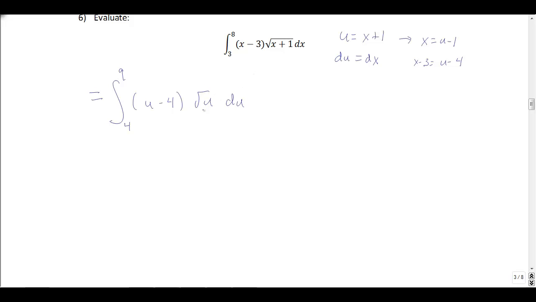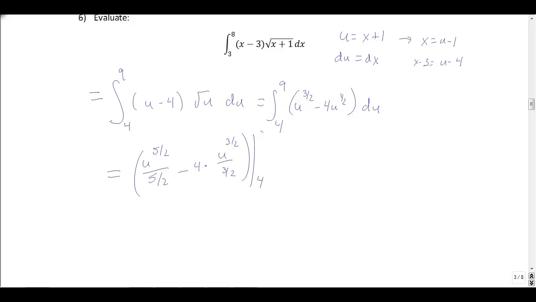But now I can distribute this square root pretty easily because it's just the variable to the 1/2 power. And so what I get is a new definite integral from 4 to 9. U times square root of u is u times u to the 1/2. That's u to the 3/2 minus 4u to the 1/2 du. Then I can do my antiderivatives. U to the 3/2 gives me u to the 5/2 over 5/2, minus 4 times u to the 1/2 plus 1, which is 3/2, over 3/2. And this whole thing, I'm going to plug in u is 4, u is 9.